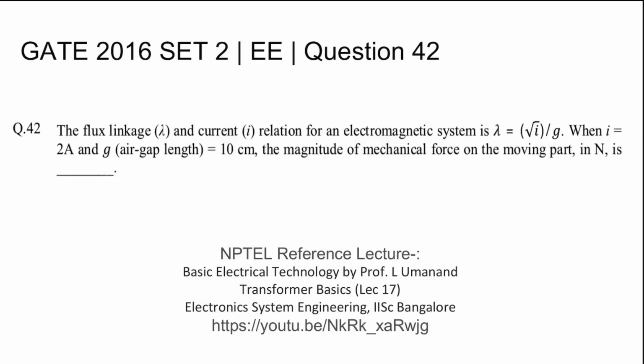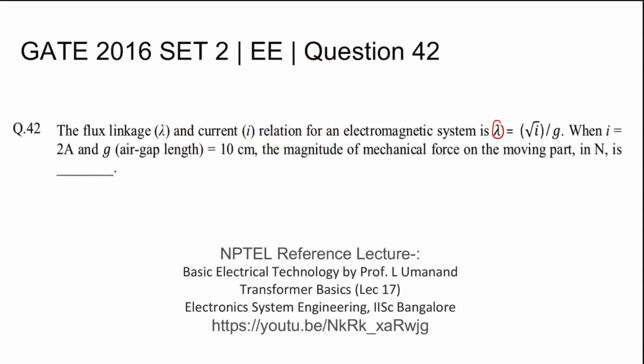This is GATE 2016 set 2 electrical, question number 42. It says the flux linkage and current relationship for an electromagnetic system is lambda equal to root over I by g, where I equal to 2 ampere and g is the air gap length. It is asking us to find the magnitude of mechanical force on the moving part in Newton.